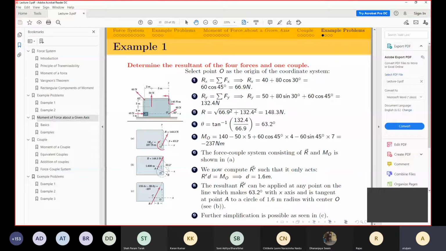Sir, in this example, we are trying to find the force couple system at point O, right? We are trying to find out whether all the forces and the couples can be replaced by a single resultant force only. That's for later. Up till diagram A, we are finding at point O the net force and net moment.